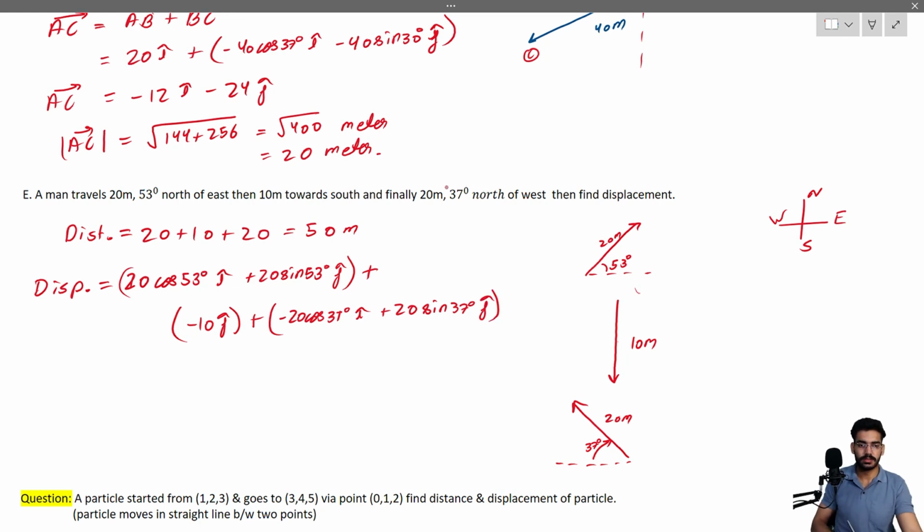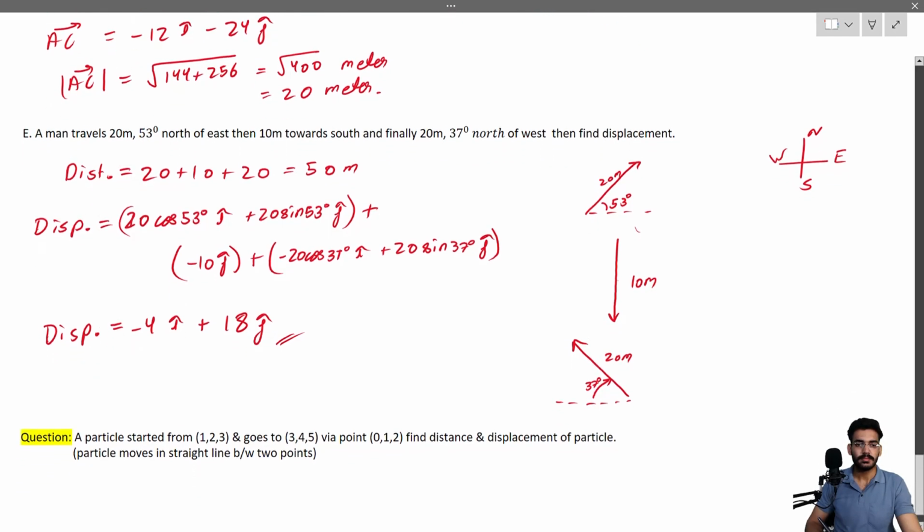Now you resolve this. Okay, this is just a calculation part, you can do that. So this is going to come minus 4 i cap plus 18 j cap. This is your final answer. Okay, so this is the displacement, you can calculate the magnitude also.